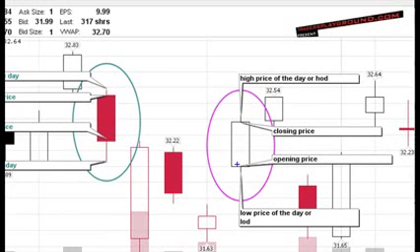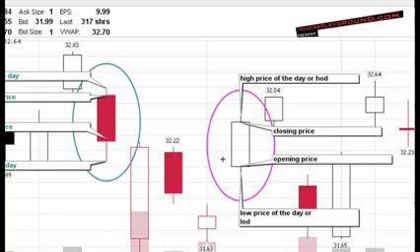Look here in the pink circle. A white-bodied candle means the closing price of the day was higher than the opening price of the day, or that the stock price went up. The open and close are the body of the candle. In this case, there's a small wick on top, which means that the stock had a high of the day that was higher than the close. The wick on the bottom shows that there was a low of the day that was lower than the open.